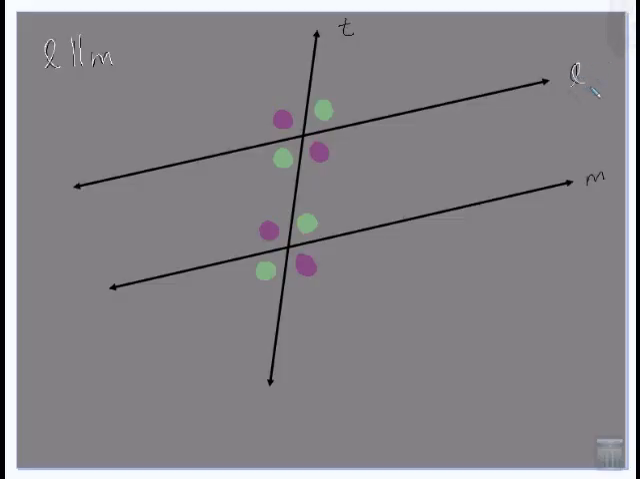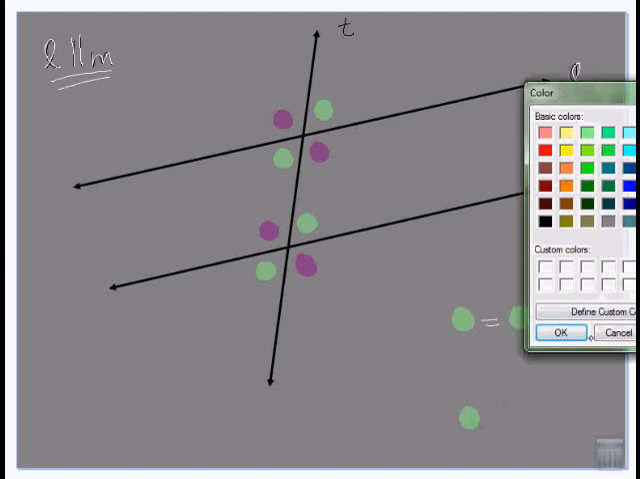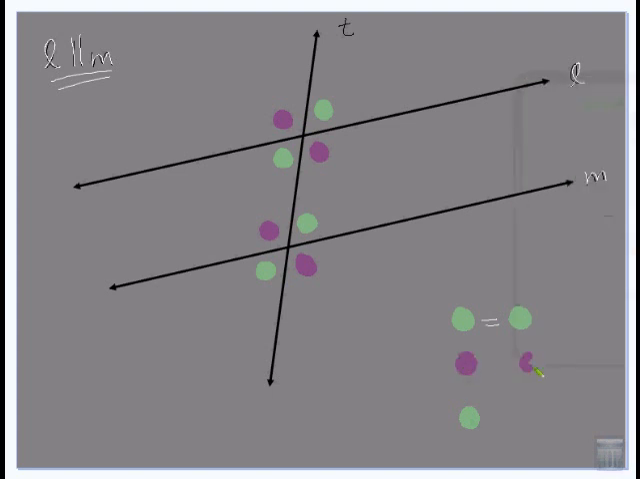Okay, L is parallel to M, right? They have to be parallel. If they're not parallel, it doesn't work. So this is a requirement. The green angles are equal. Hold on, I need to put another green down here so I don't have to switch back and forth. The purple are all equal, and a green plus a purple equals 180 degrees.